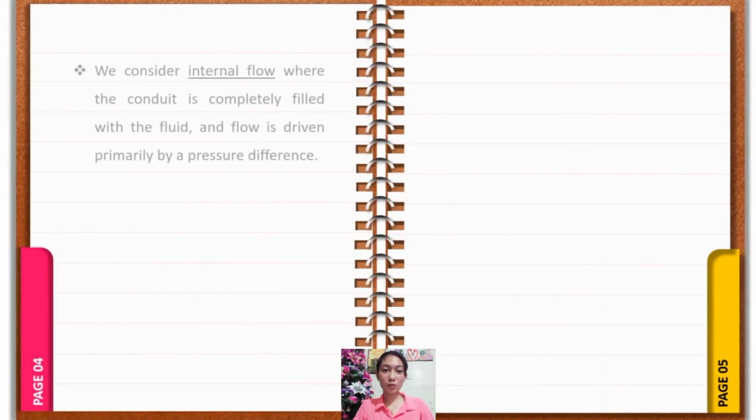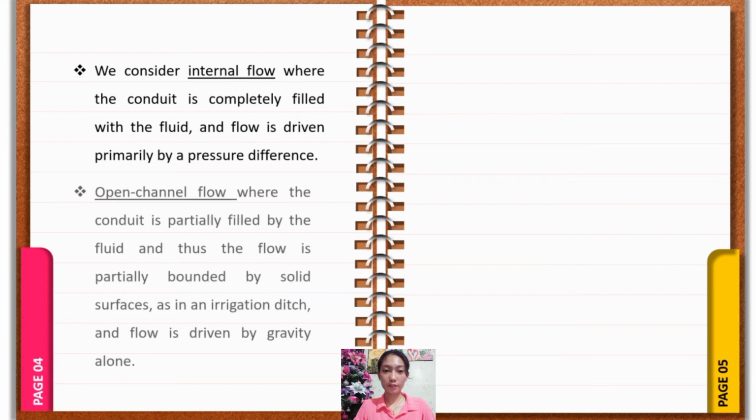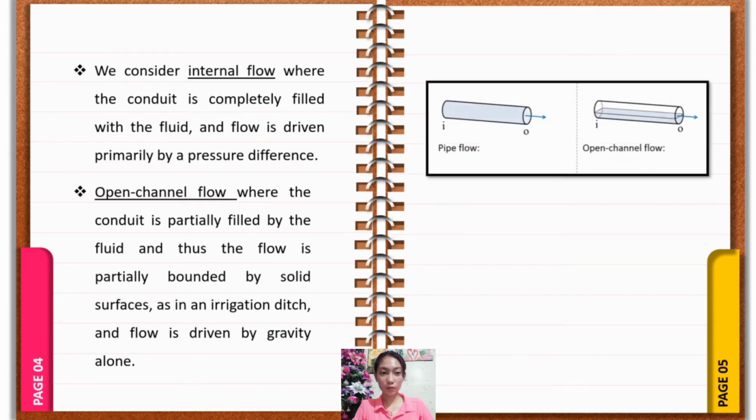In this lesson, we consider internal flow, where the conduit is completely filled with the fluid and flow is driven primarily by a pressure difference. This should not be confused with open channel flow, where the conduit is partially filled by the fluid and thus the flow is partially bounded by solid surfaces, as in an irrigation ditch, and flow is driven by gravity alone.